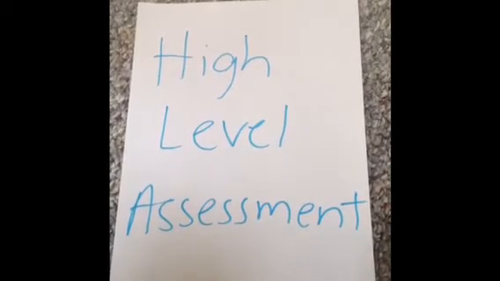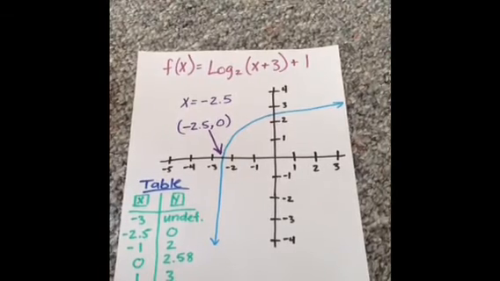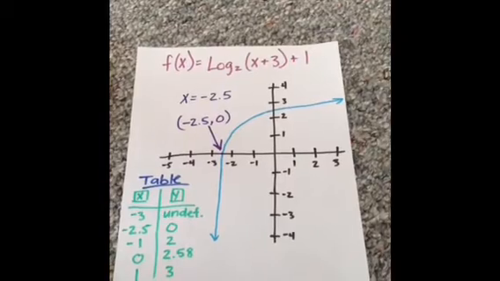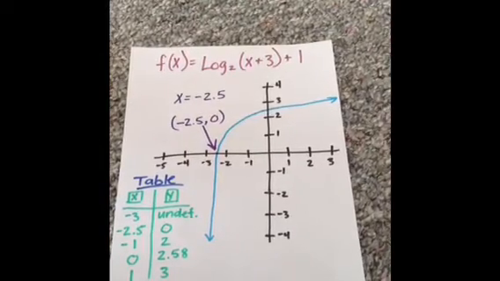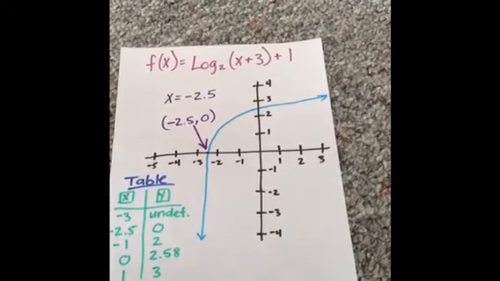High-level assessment problem. The last function we're going to find a zero for is f of x equals log base 2 of (x plus 3), plus 1. When you plug this into your graphing calculator, this graph should appear.